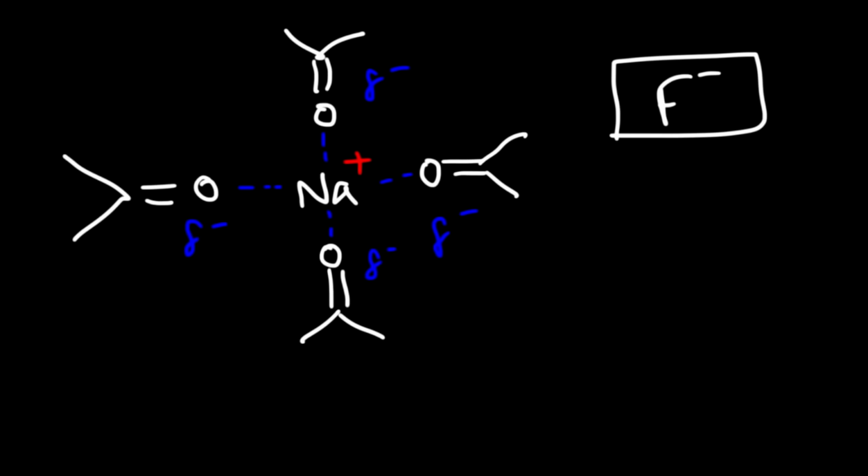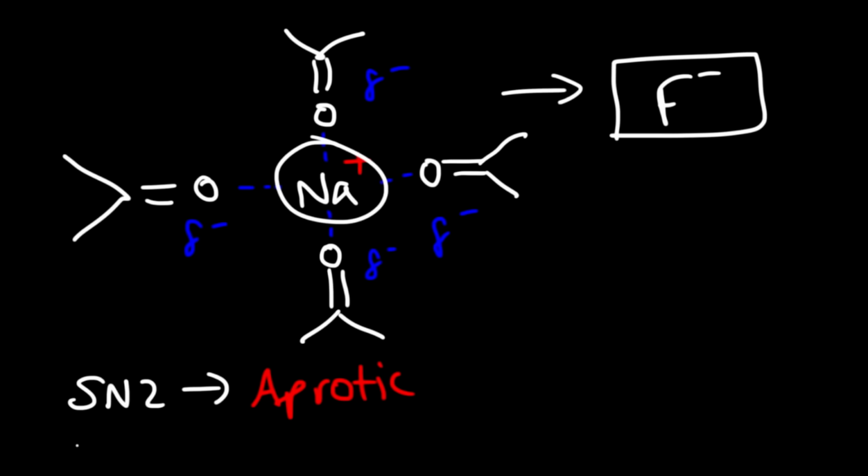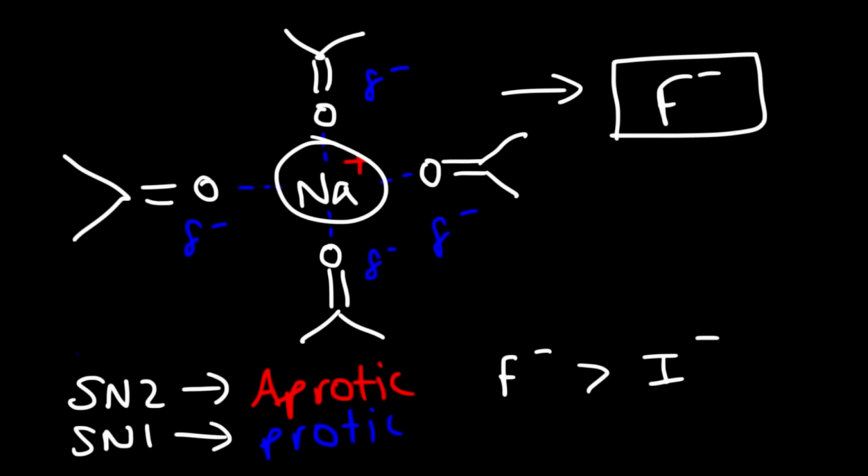And that's why polar aprotic solvents work very well for SN2 reactions. Polar protic solvents like water and methanol work better for SN1 reactions. So keep that in mind. For SN2 reactions, you want to use a polar aprotic solvent because they enhance the strength of the nucleophile. They solvate the cation, allowing the nucleophile to be free to react. And remember, fluoride is better than iodide in the aprotic environment. In an SN1 reaction, it's best to use a protic solvent. And in a protic environment, iodide is a better nucleophile than fluoride.